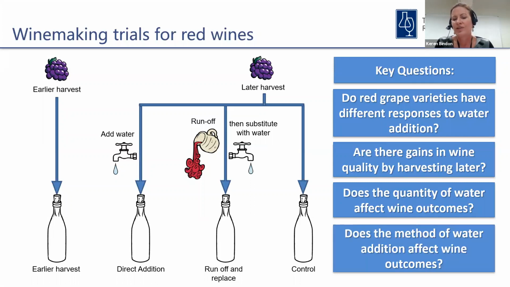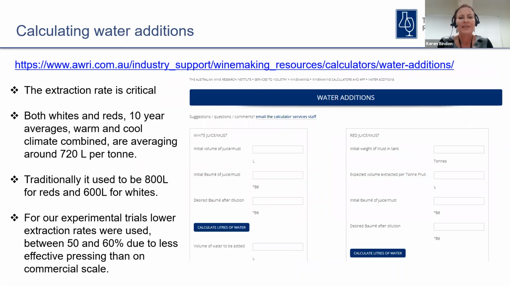Finally, an important question we needed to ask was, does the method of water addition affect wine outcomes? So I've mentioned the runoff and replace approach or the direct addition. So can we just simply add water directly to the must? An important starting point here is how we actually make those calculations for the water additions.